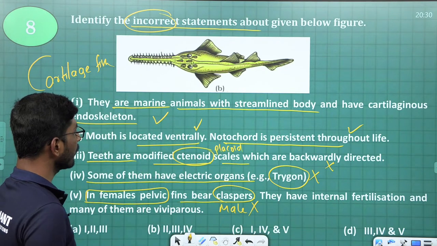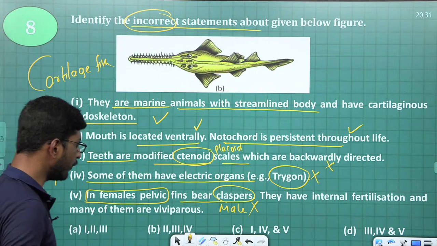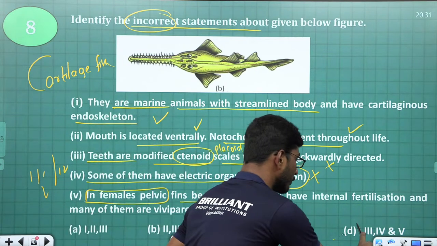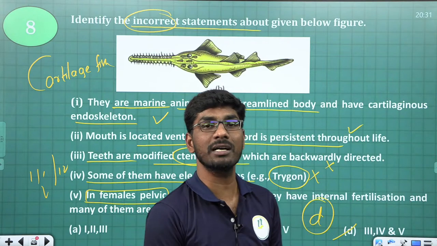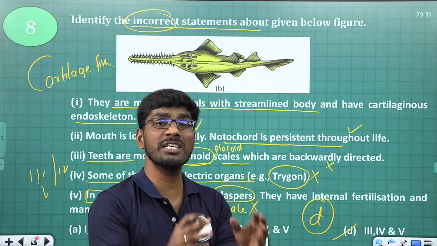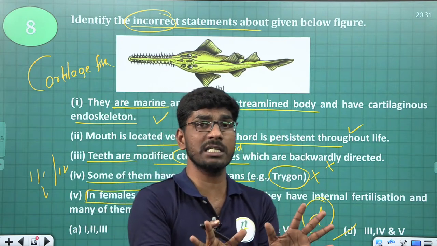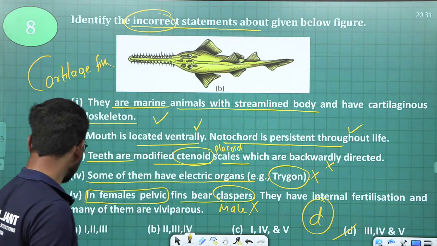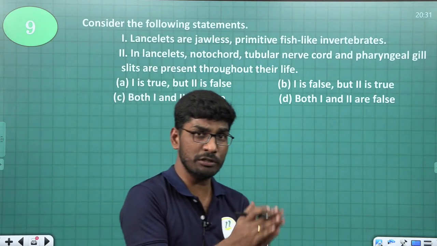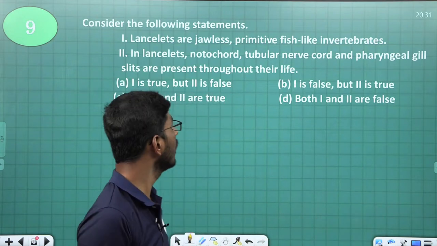So how many are wrong? Wrong number one is 3, 4, 5. Where is 3, 4, 5? Option D. Am I correct? Yes, very good, absolutely correct. This is a cartilage fishes statement-based question. If you know the entire characteristic features of cartilaginous fishes, it is very easy to answer. If even one characteristic feature is not known, you cannot answer, and you will get minus marks. Take care, try to answer carefully.